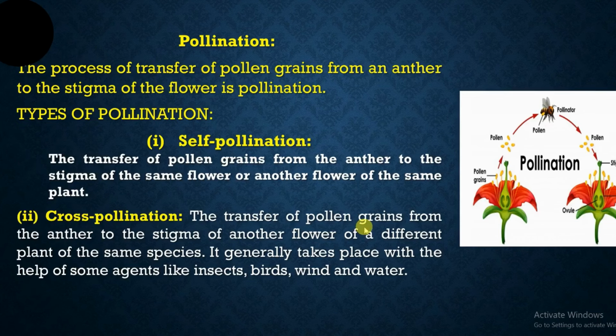In order to have cross-pollination, because it is happening between two different plants, we need some pollinating agents like insects, birds, wind, or water. These are the pollinating agents, or pollinators, who will help in pollination.